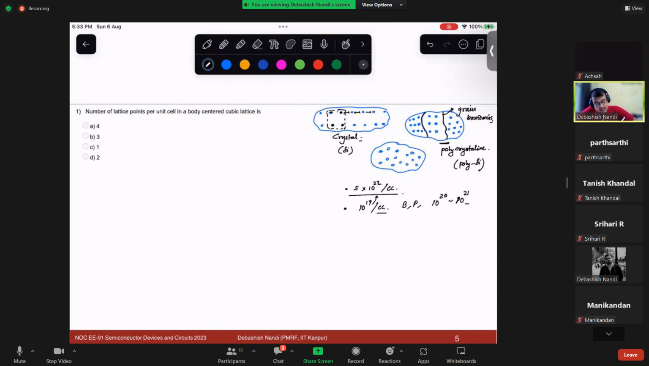And this is nothing but amorphous, meaning there is no periodicity at all. For example, silicon dioxide. All of these elements you will find in your modern devices like MOSFETs.